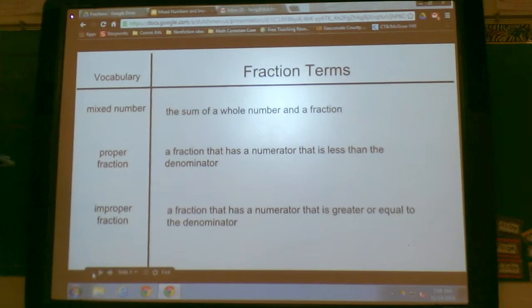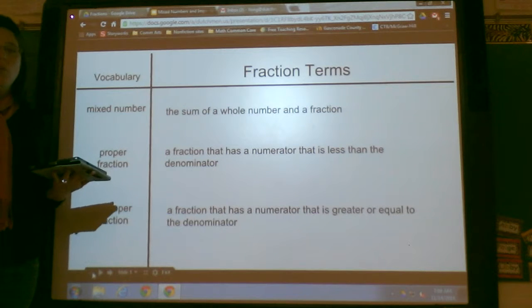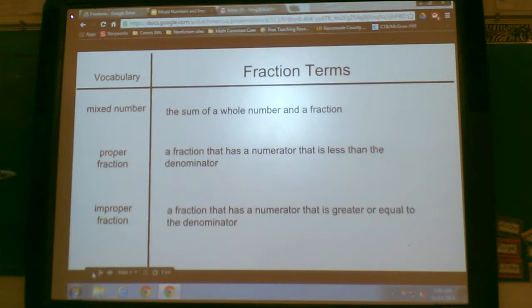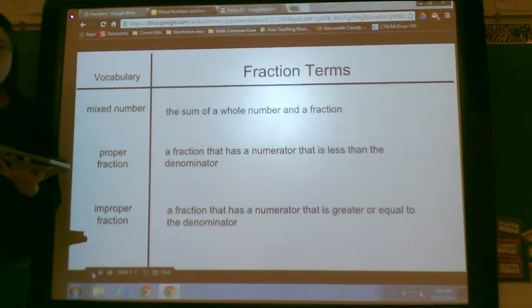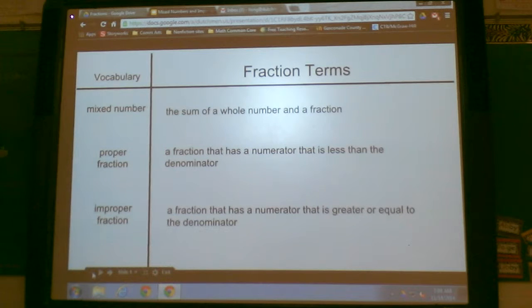The first one is mixed number. This is the sum of a whole number and a fraction. So if you combine a whole number with a fraction such as 3 1/2, that is a mixed number. A proper fraction is a fraction that has a numerator that is less than the denominator. So 1/2. 1, which is the numerator, is less than 2, which is the denominator.